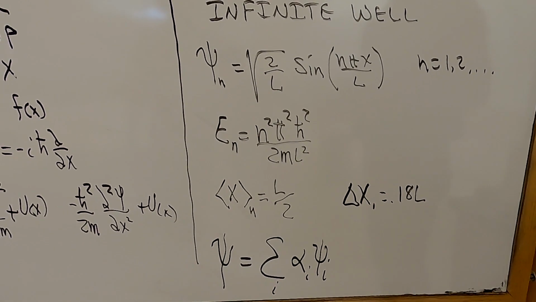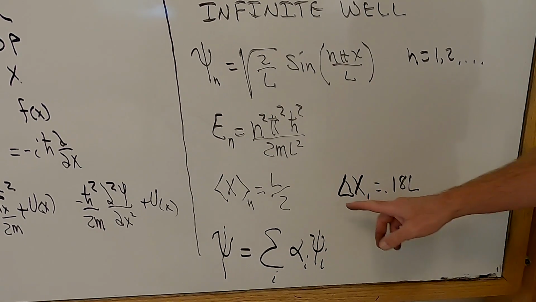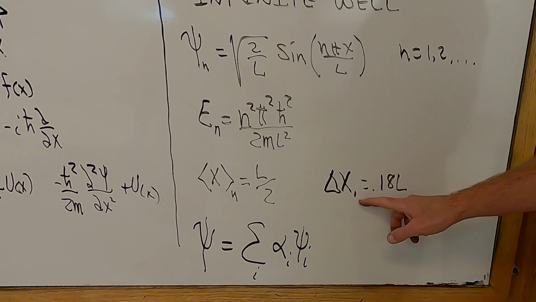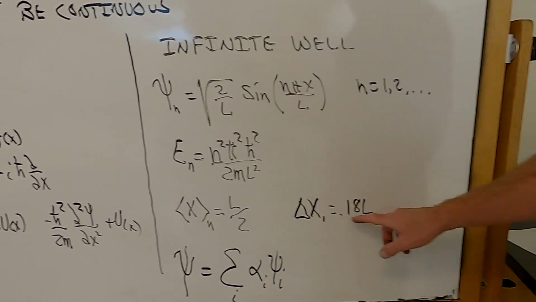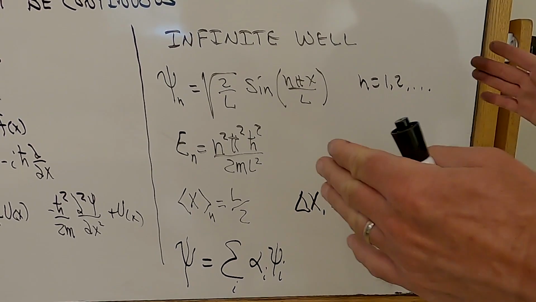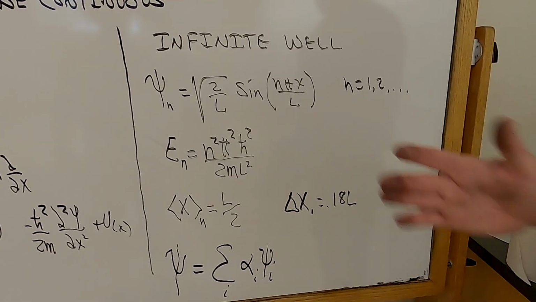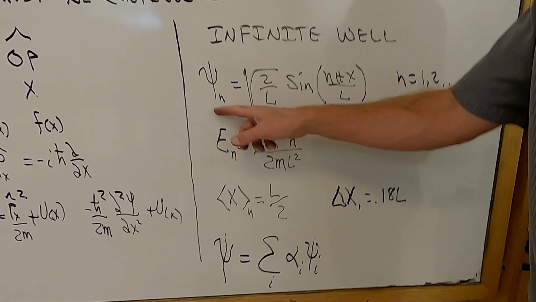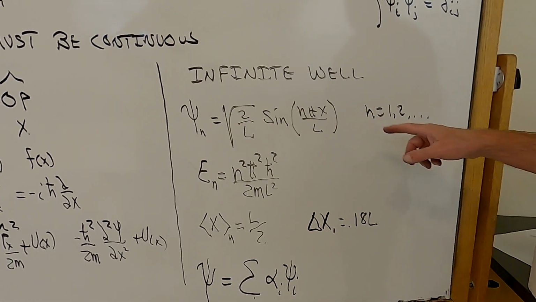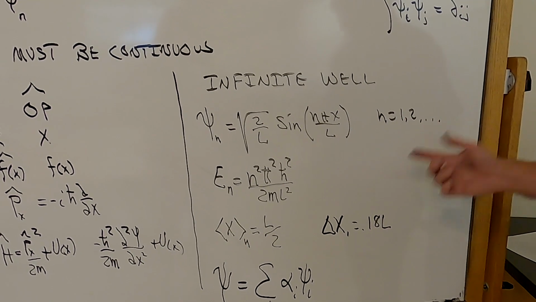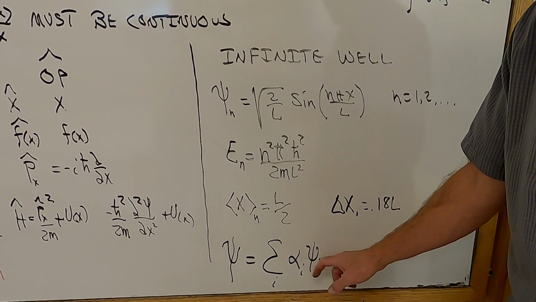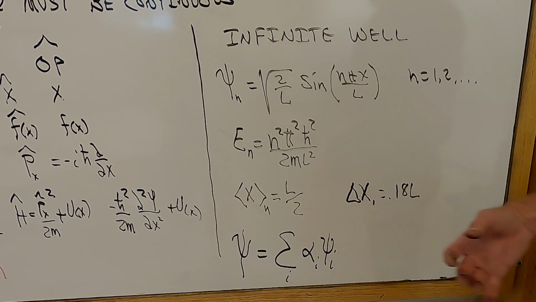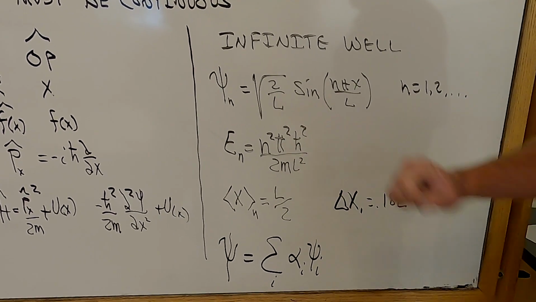And then we also did x squared, but when we did the uncertainty in x, just for the first state, for this one up here, it was 18% of the box. That was the plus or minus 1 standard deviation. And we said these are the eigenfunctions, but if you haven't measured it yet, it's a combination of all of these right here, where the alphas are the probability of measuring those values, of measuring these energies.